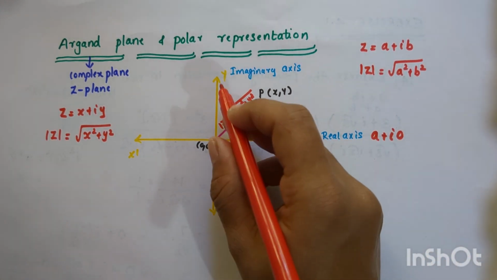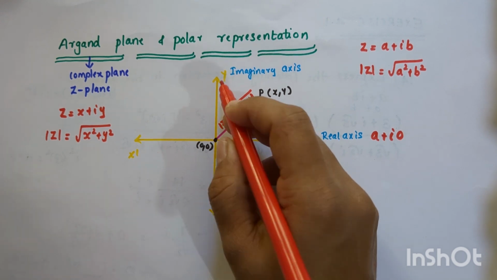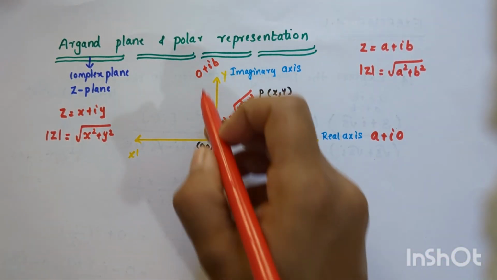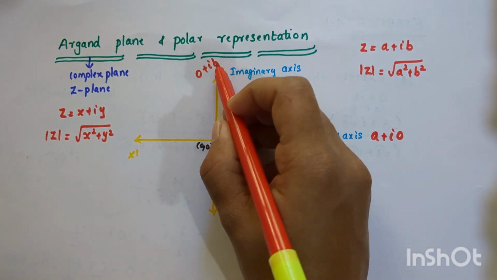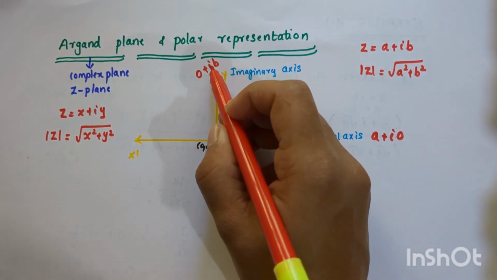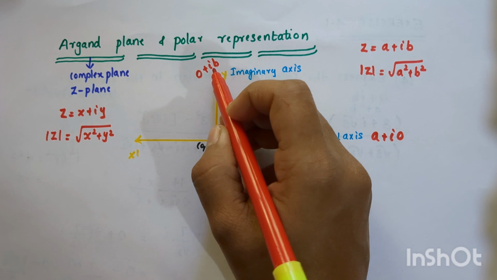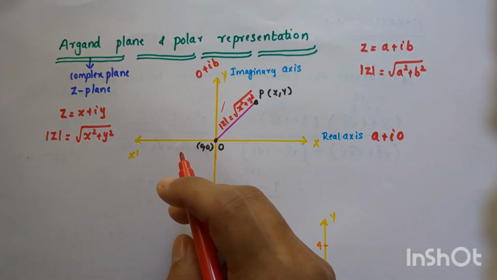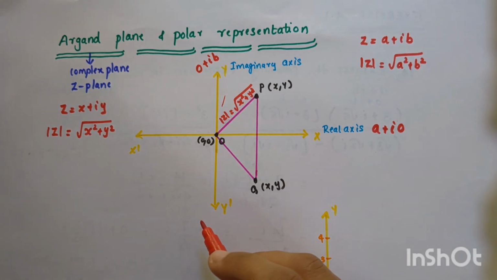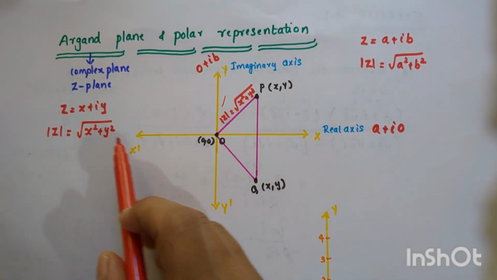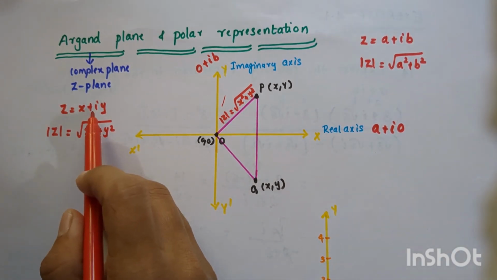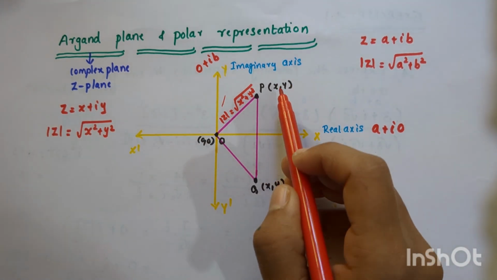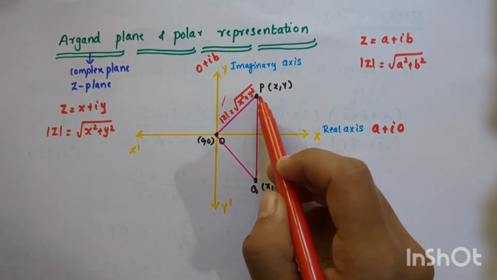Now, the points on the y-axis correspond to the complex numbers of the form 0 plus ib. Because you see, this complex number 0 plus ib has only the imaginary part. That is why the y-axis is called the imaginary axis. Now, the complex number z is equal to x plus iy, which corresponds to the ordered pair x comma y, is represented geometrically by this point P.